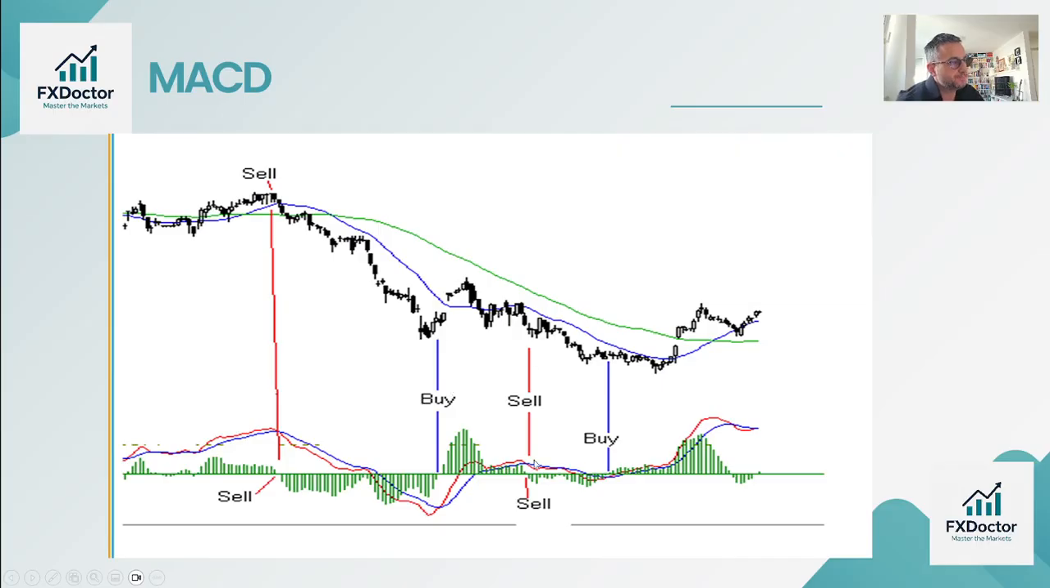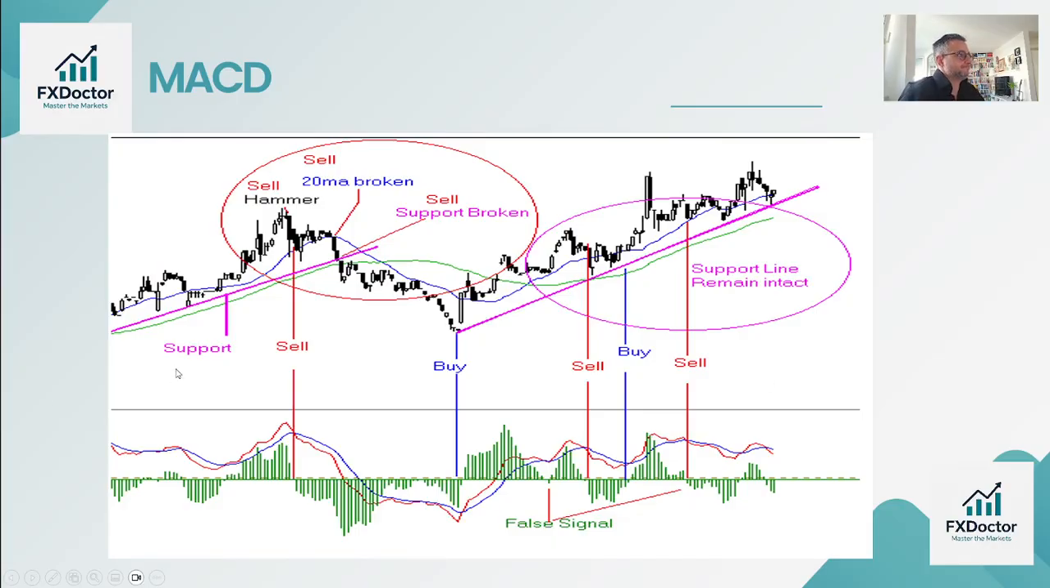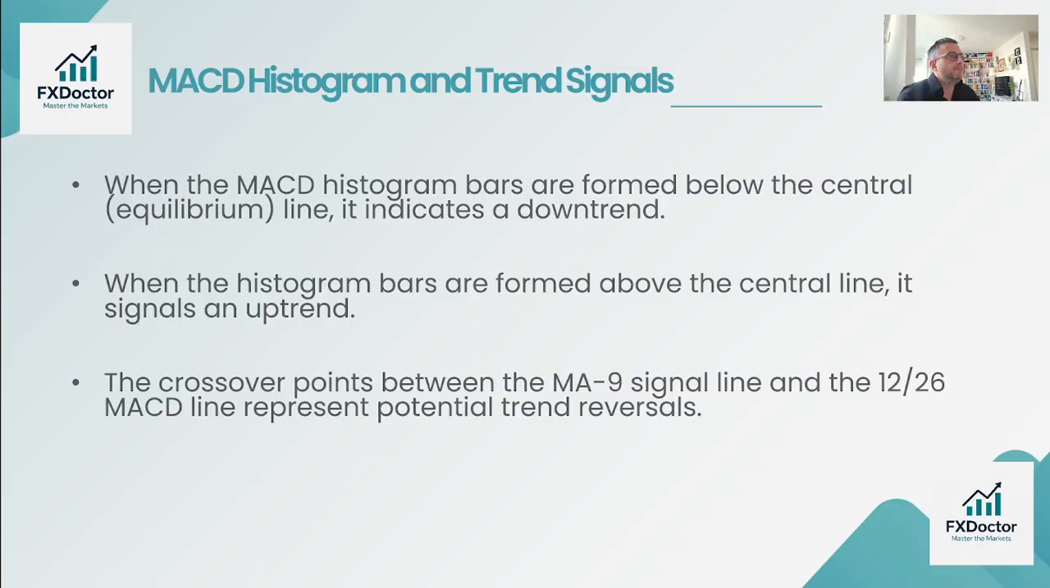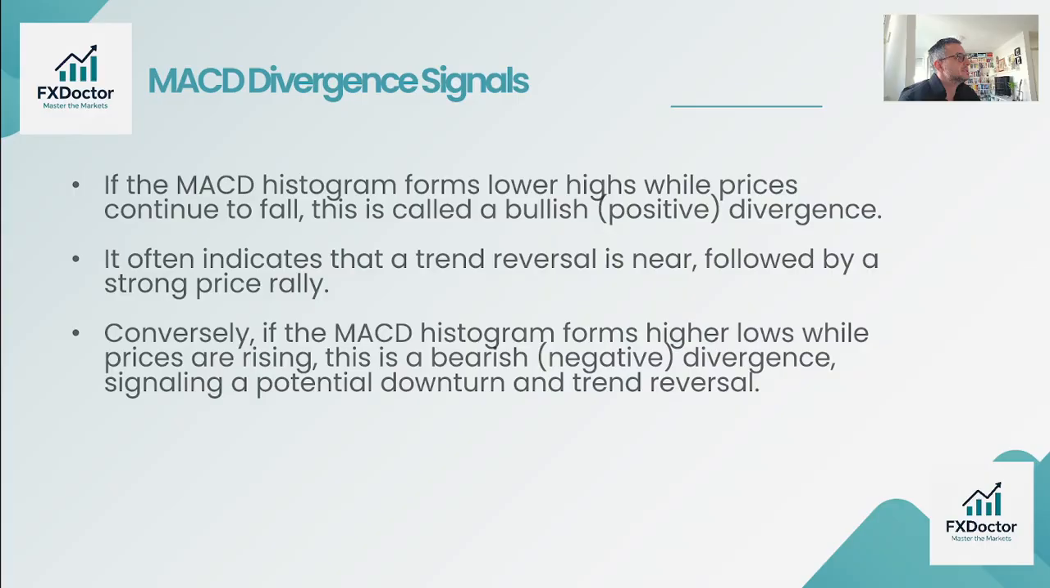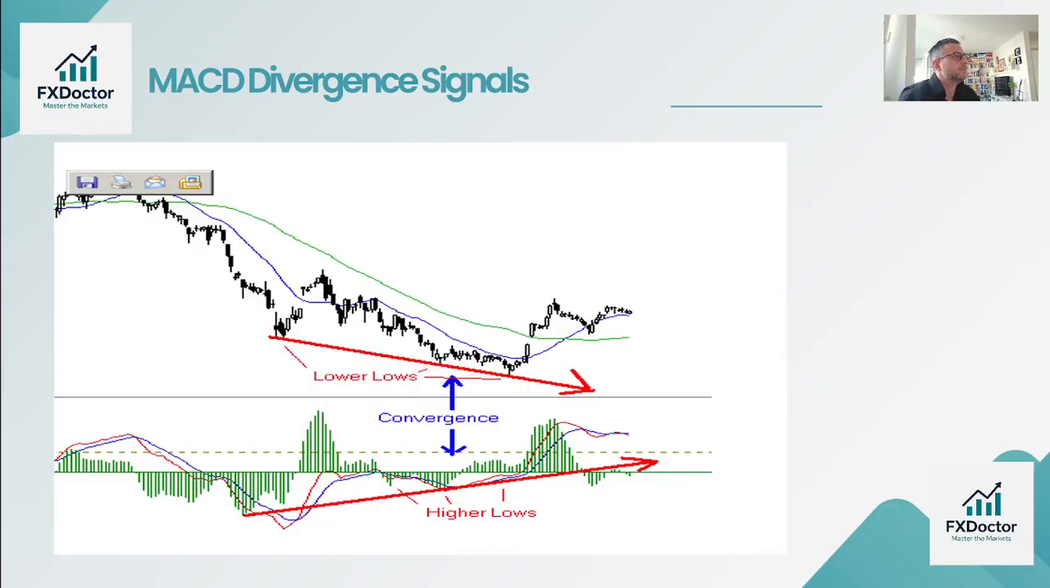As you can see, buy, sell, buy, sell, buy, sell, buy. And we will talk about Japanese candlestick charts, hammer, later. It is very interesting. Okay, that's it. Yes, there is convergence and divergence in the MACD, lower lows, higher lows. As you can see, it is similar to RSI and stochastic.